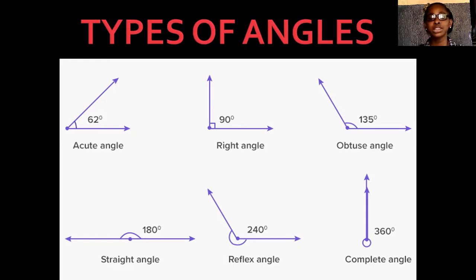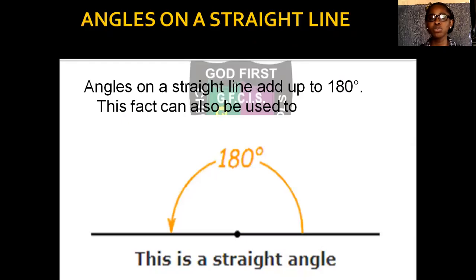We have 240, 272, 250, 259, 270, 330, 350. They're all examples of what? Reflex angles. So we have another one, which is the complete angle, which is at 360 degrees. Angle at a point is 360 degrees, which is a complete angle.